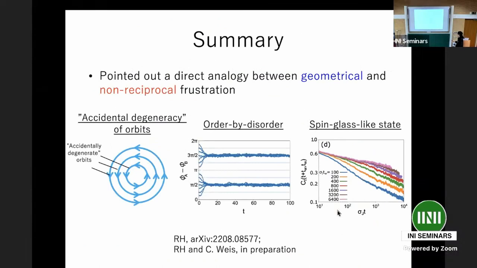With that, I would like to summarize that I've pointed out a direct analogy between geometrical frustration and non-reciprocal frustration physics. This arises because the non-reciprocal interaction can give rise to marginal orbits, which can be regarded as accidental degeneracy of orbits, the dynamical counterpart of accidental degeneracy of ground states. As a result, we get order by disorder and glassy states.